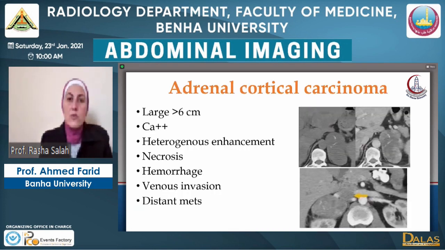Adrenal cortical carcinoma is one of the malignant primary adrenal tumors. Usually at time of diagnosis, it appears as a huge mass, more than 6 centimeters. It could have some foci of calcifications. It has heterogeneous enhancement with hemorrhagic changes and necrosis. The most characteristic sign for adrenal cortical carcinoma, to differentiate it from other malignant adrenal masses, is venous invasion. The venous invasion is characteristic for adrenal cortical carcinoma, as we are going to see in the following slides.